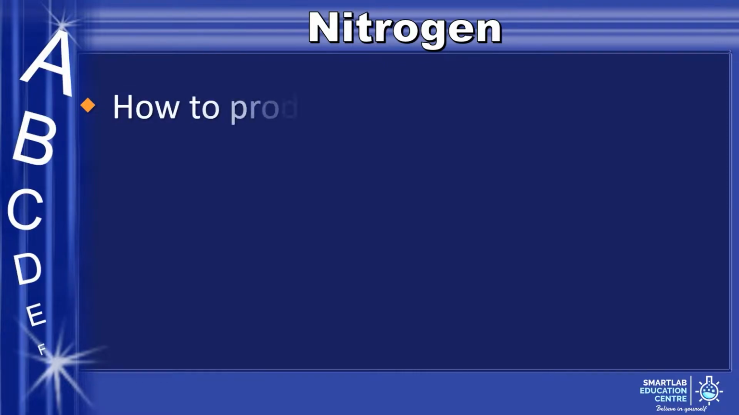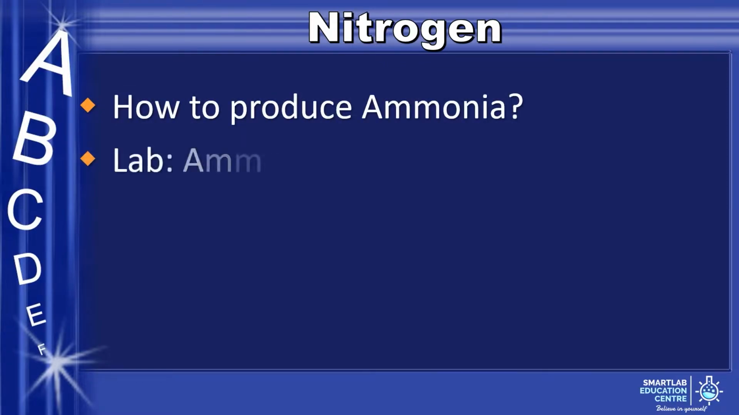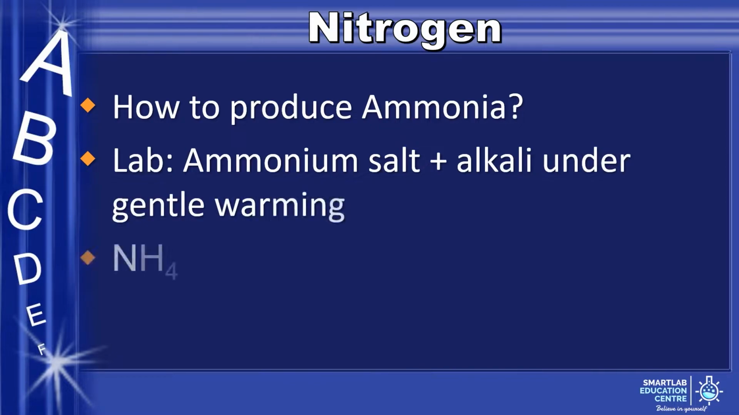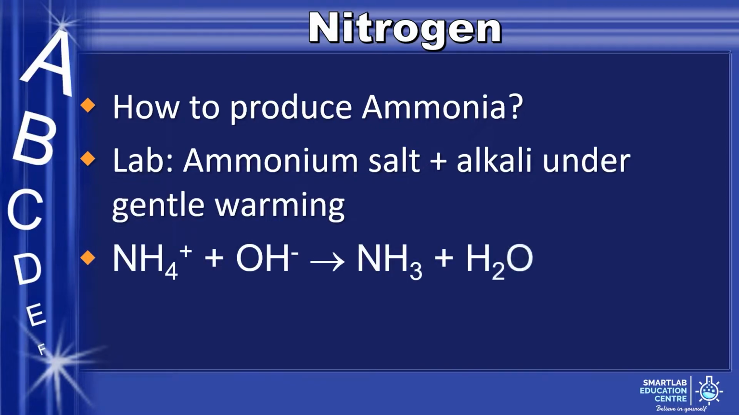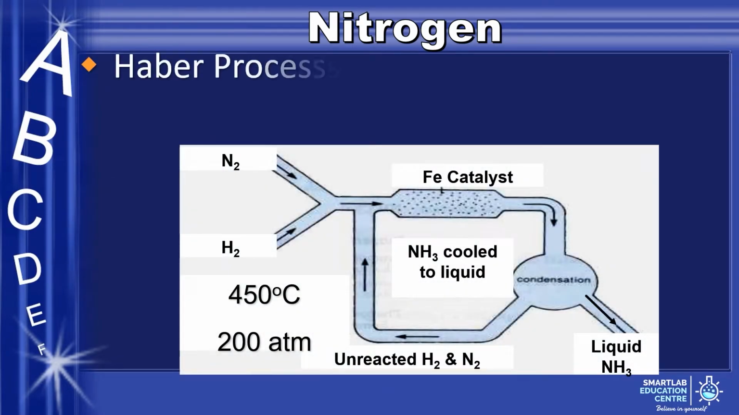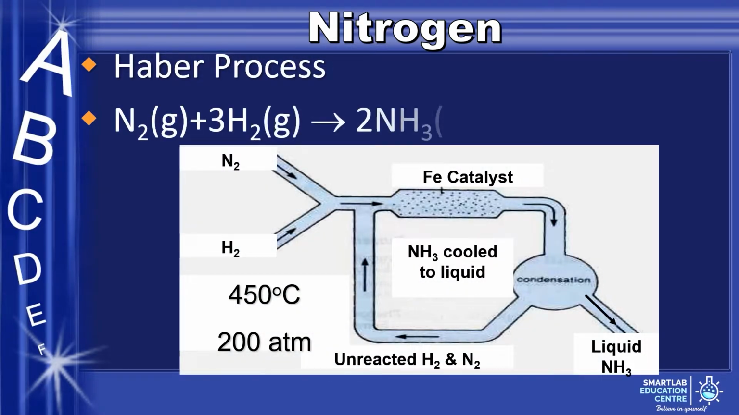How do we produce ammonia? In a lab setting, we can add an alkali to an ammonium salt, and under gentle warming, ammonia will be produced. The diagram below illustrates the Haber process, and the Haber process results in the production of ammonia gas as seen in the equation below.